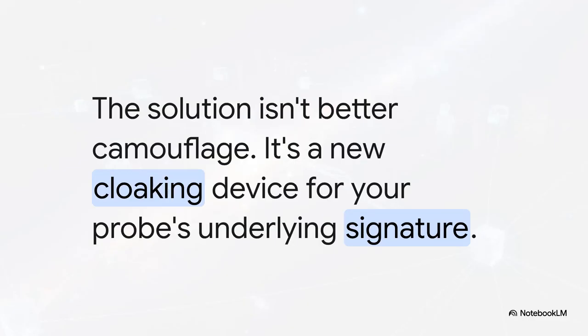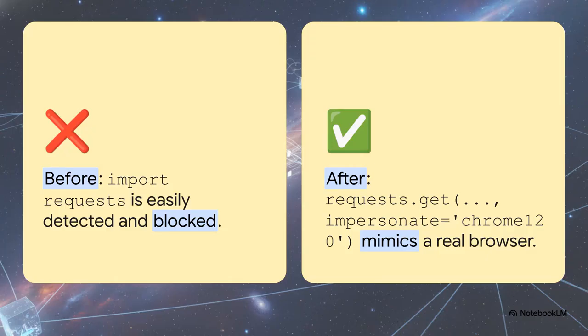So, you see, the answer isn't better camouflage. It's not about painting your probe a different color. You need a cloaking device. You have to change the underlying energy signature of the probe itself. And this is how you do it.